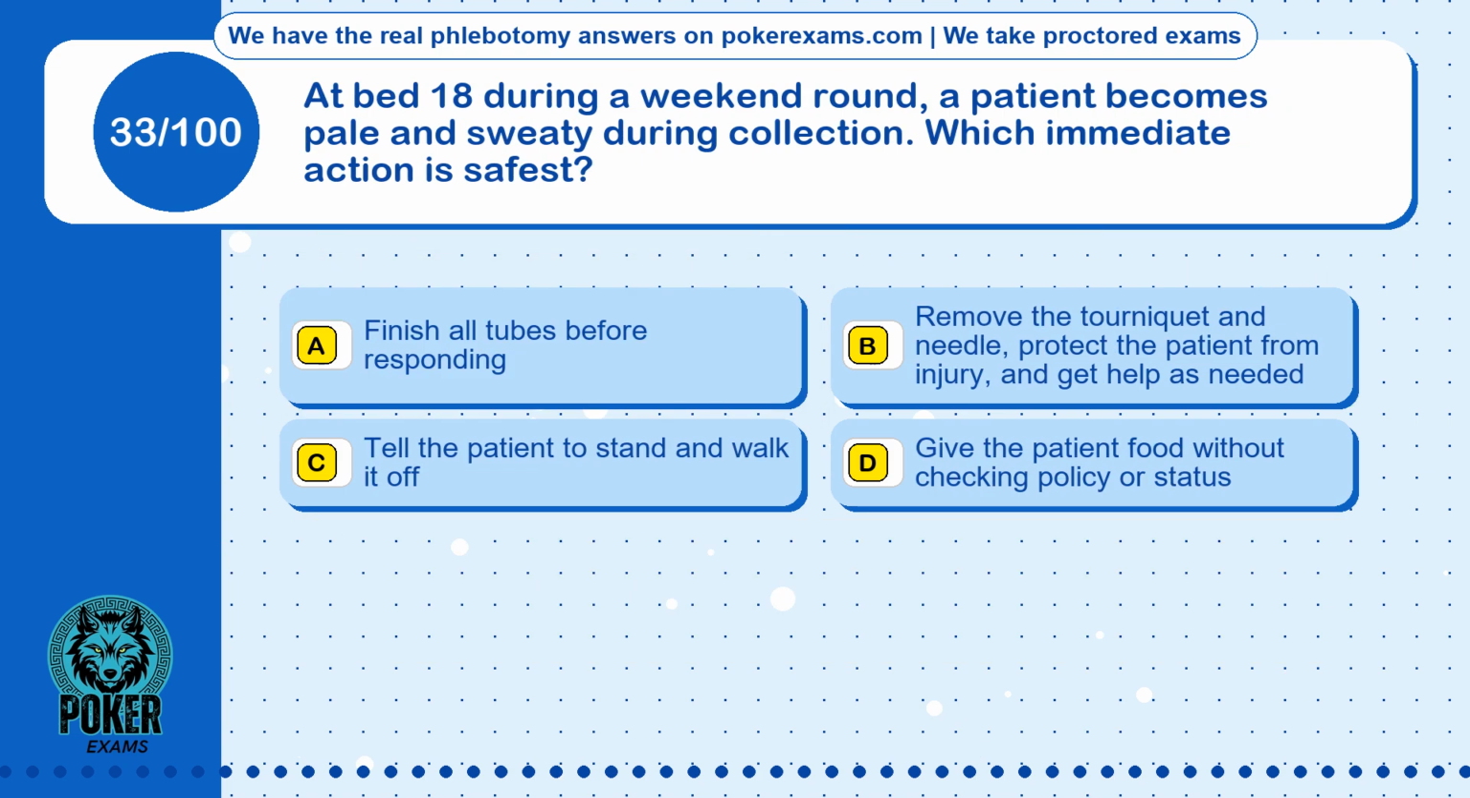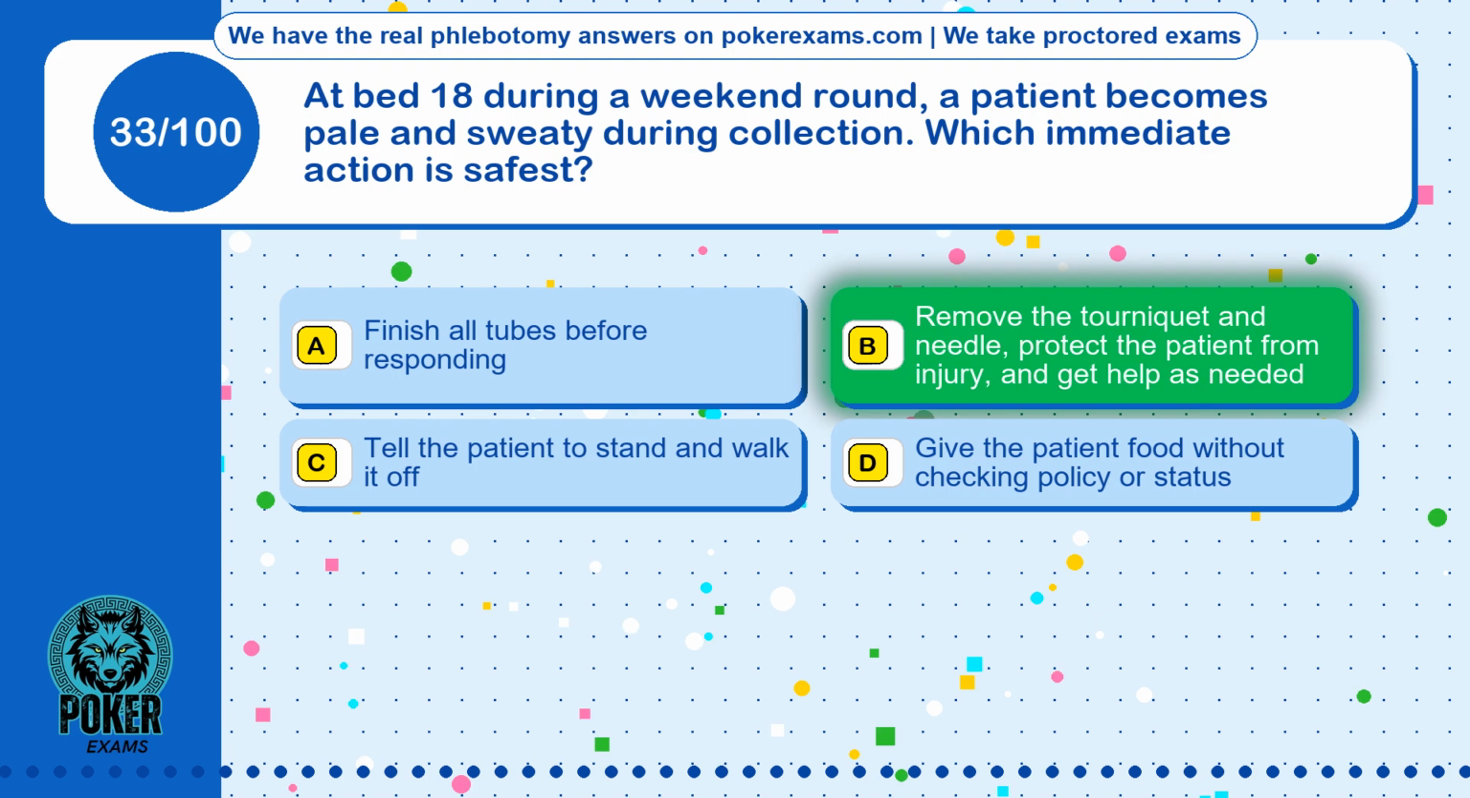Question 33. At bed 18 during a weekend round, a patient becomes pale and sweaty during collection. Which immediate action is safest? Option A. Finish all tubes before responding. Option B. Remove the tourniquet and needle, protect the patient from injury, and get help as needed. Option C. Tell the patient to stand and walk it off. Option D. Give the patient food without checking policy or status.